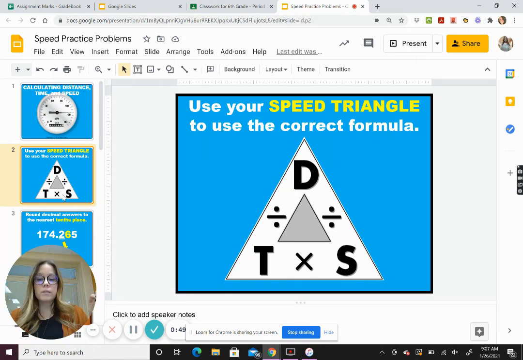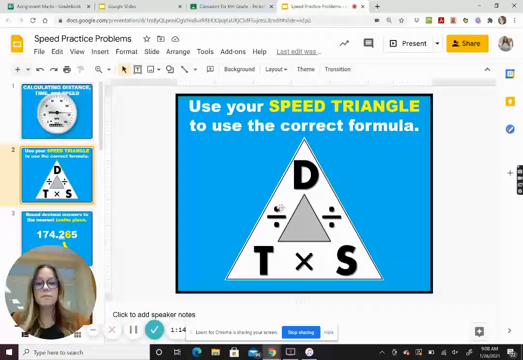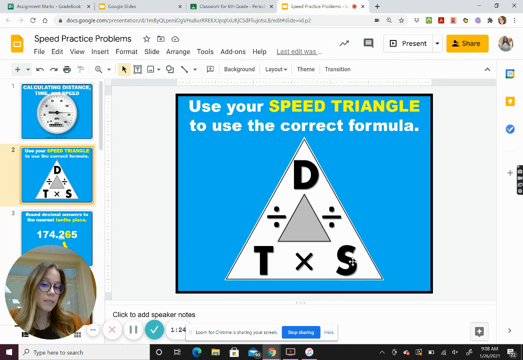So the cool thing about a speed triangle or any kind of triangle is when you have three different variables in an equation, you can set it up like this triangle and it helps you remember how to solve for a problem. So this speed triangle, we have speed equals distance divided by time. So speed would equal distance divided by time, and then say we needed to solve for distance. So then distance would equal time times speed.